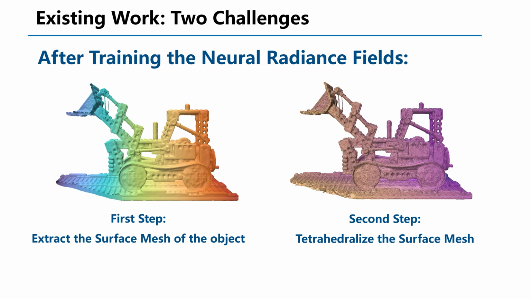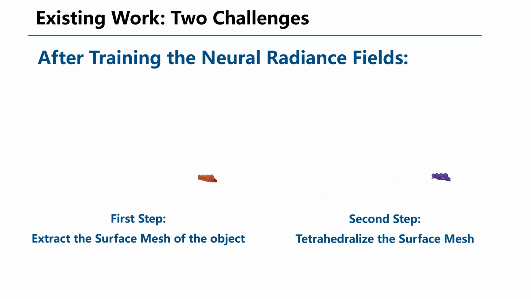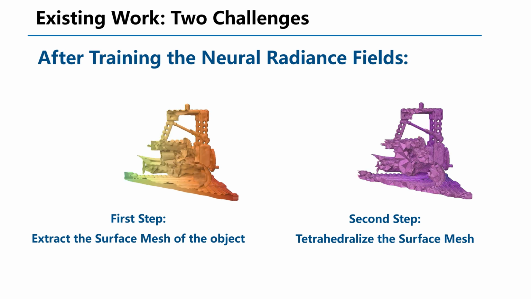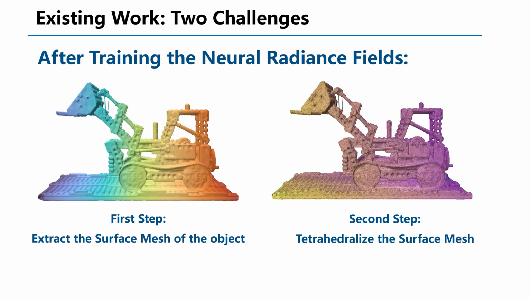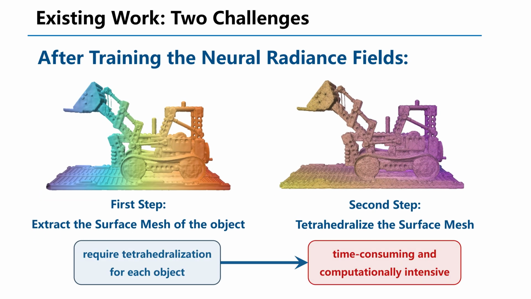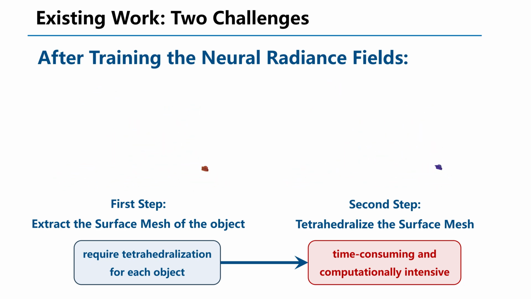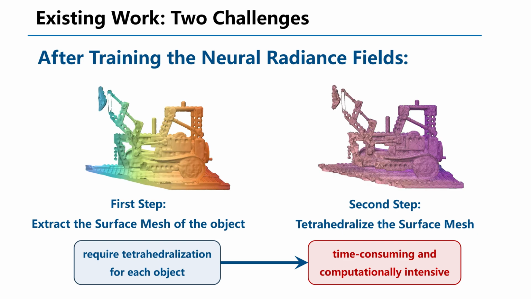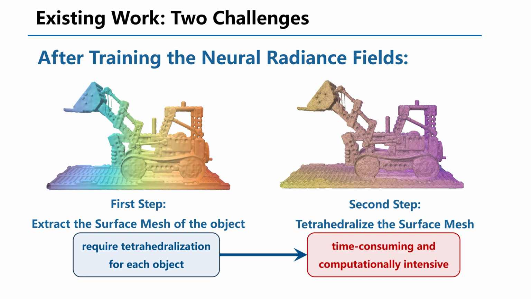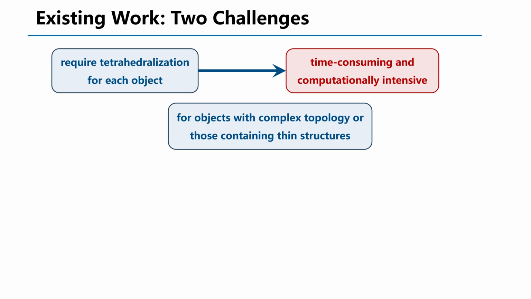Researchers have proposed integrating explicit geometric proxies to enable deformation. However, these approaches face two main challenges. Firstly, they require a time-consuming and computationally intensive process of surface extraction and tetrahedralization for each object. Secondly, this process becomes particularly challenging for objects with complex topology or those containing thin structures, as it tends to result in one of two scenarios.